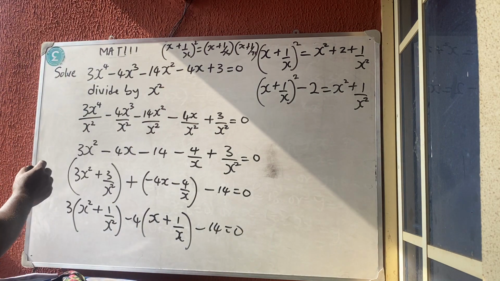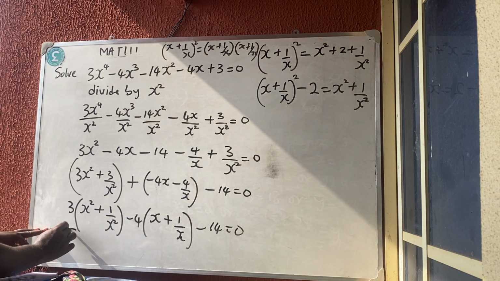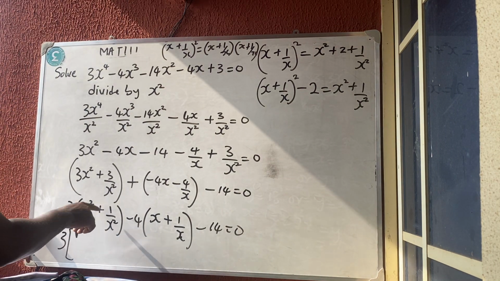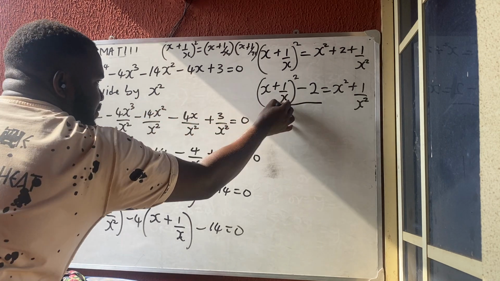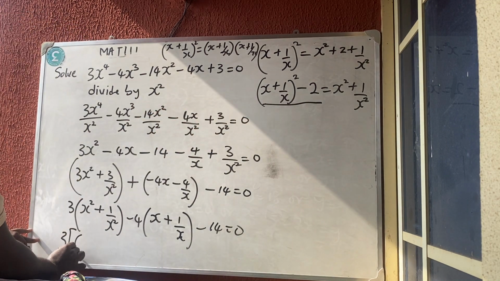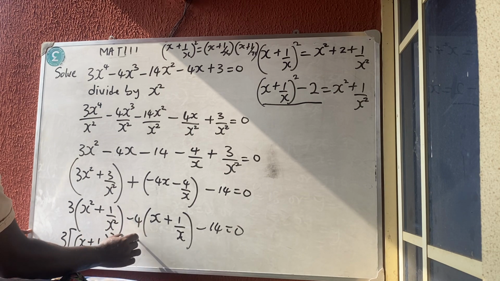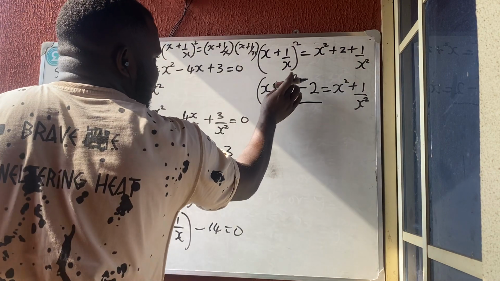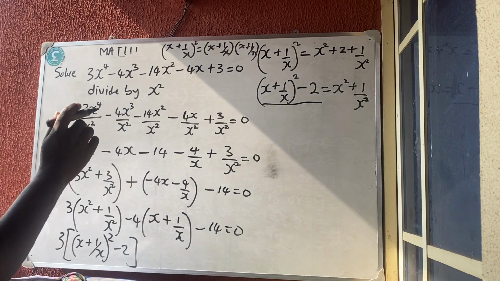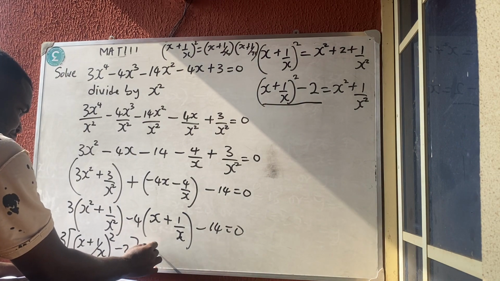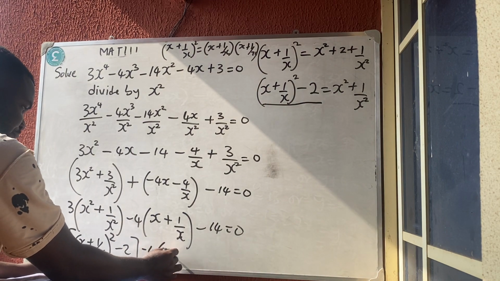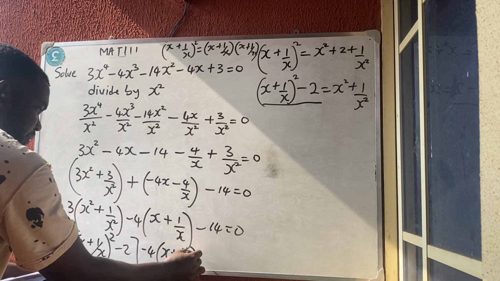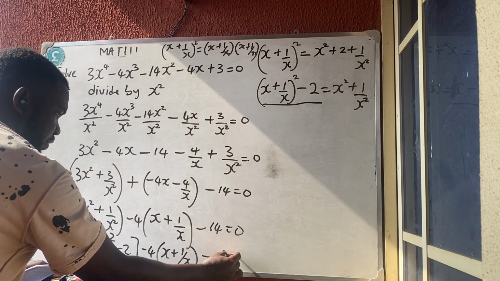So this is something as saying 3 into, instead of writing this one, I'll write it as x plus 1 over x all squared minus 2. So I don't need to do all this. You just know that this thing is something as saying bringing the square outside and putting minus 2. Just carry it in your head. Okay? Minus 4 into x plus 1 over x, then minus 14 is equal to 0.